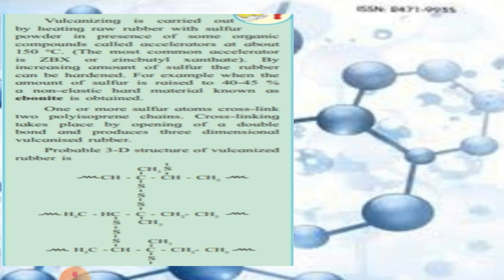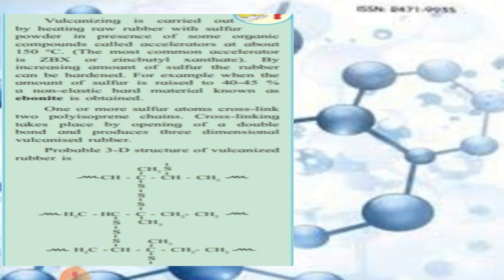By increasing the quantity or the amount of sulfur, the rubber will get more and more hardened. When the amount of sulfur is raised to 40 to 45%, a non-elastic hard material known as ebonite is formed. 40 to 45% of sulfur will give you non-elastic rubber, that is ebonite.